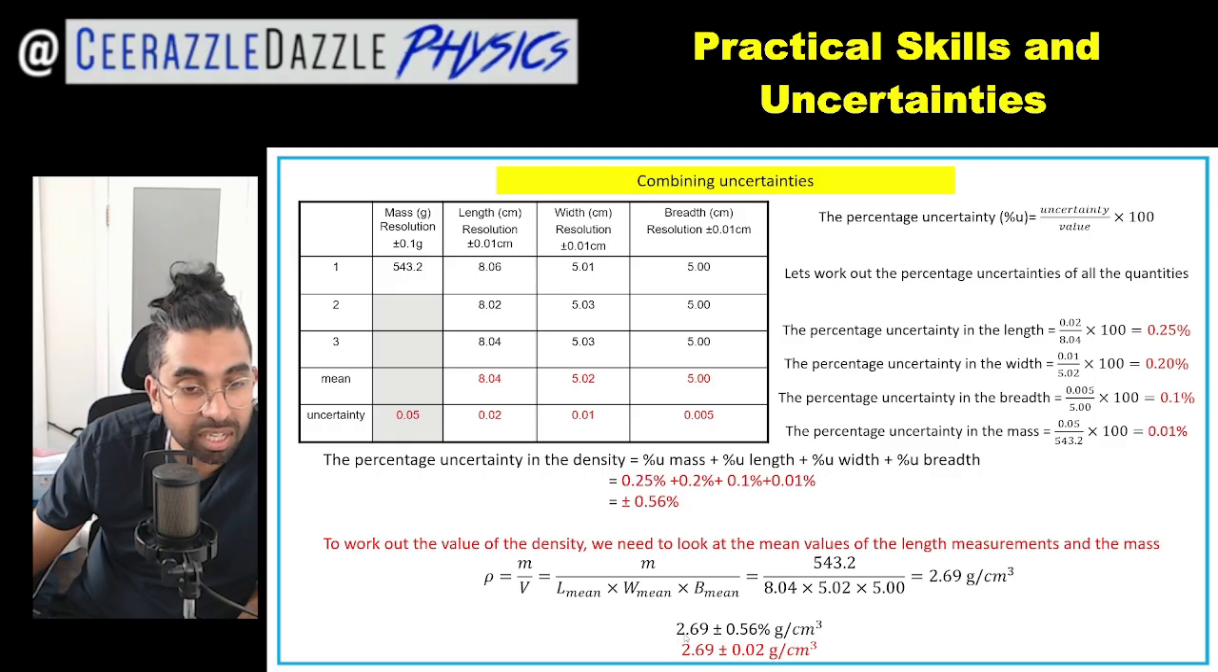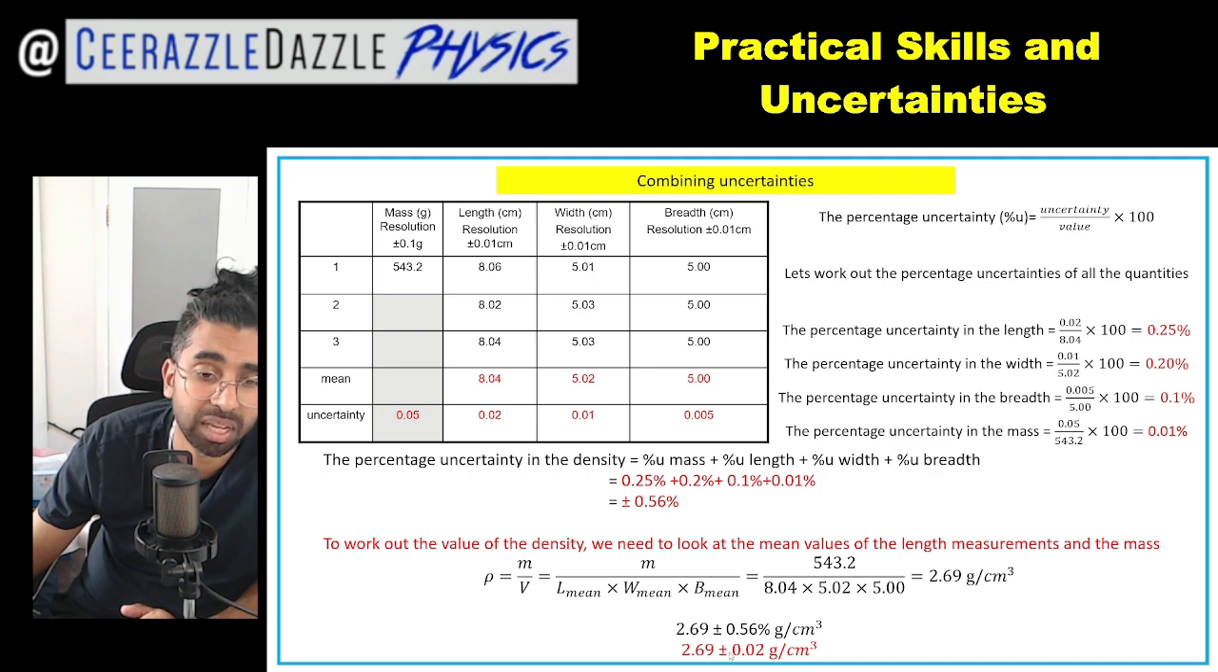Then finally, we can say that 2.69 plus or minus 0.56% grams per centimeter cubed. But don't forget that is the percentage uncertainty. You must convert back to the absolute uncertainty. So you work out 0.56% of this, which will come up to 0.02 grams per centimeter cubed. So never leave your answer as the value plus the percentage uncertainty. Work out the actual value it will be. So as you can see, it's 2.69 plus or minus 0.02 over here.